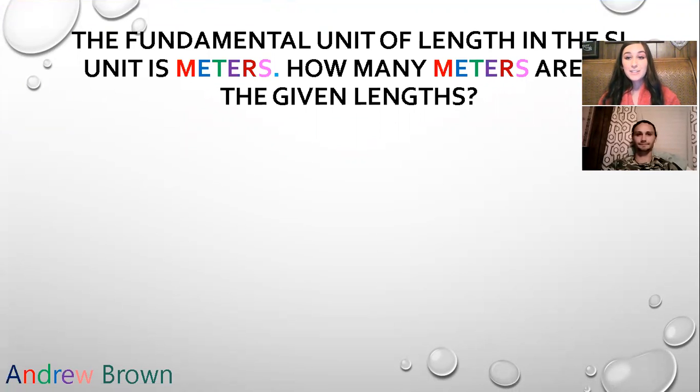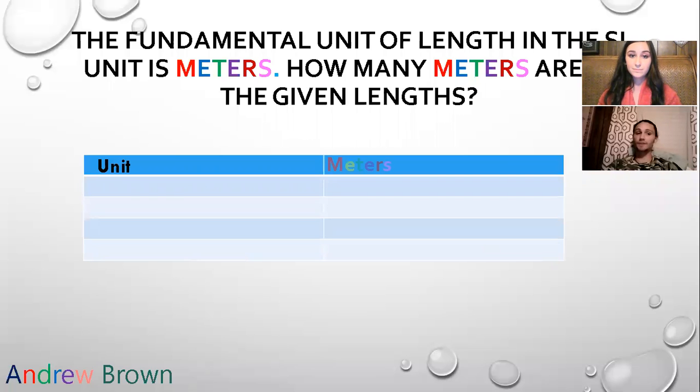Okay, so another question for you. The fundamental unit of length in the SI system is meters. How many meters are in the given lengths? We have a unit on the left side, and we're going to define the meters on the right side. Starting with the first one, we have a kilometer. A kilometer is 1,000 meters.